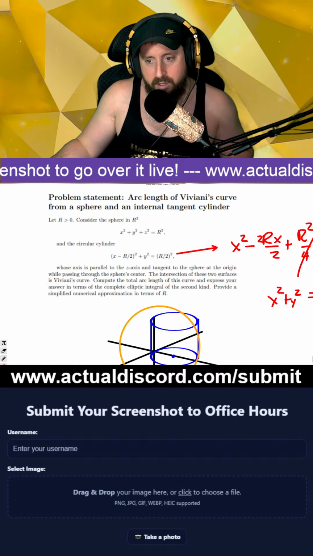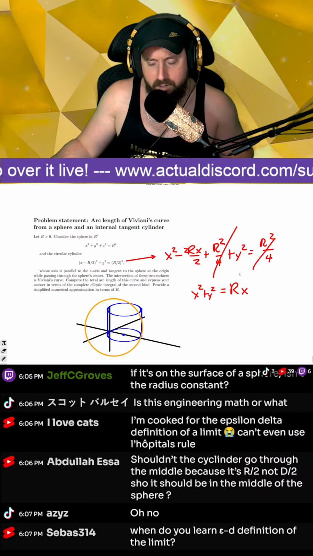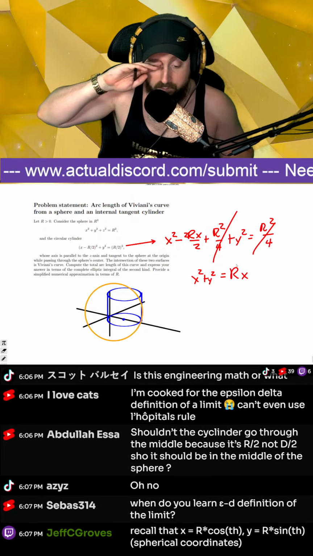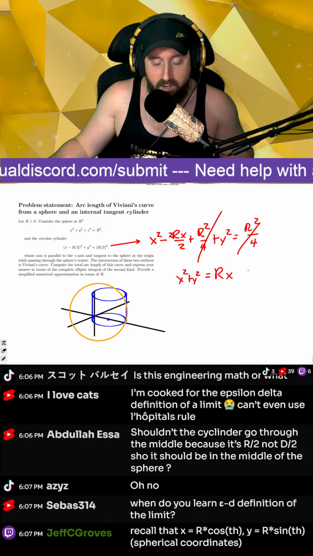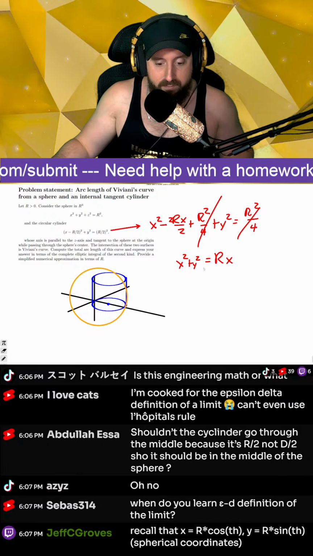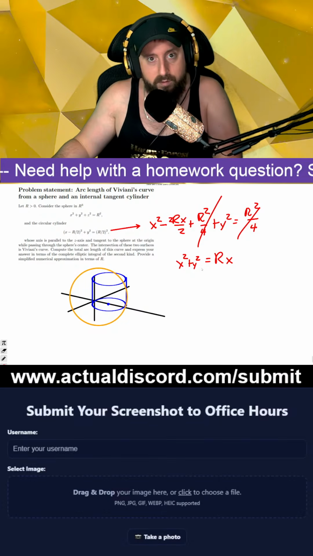When do you learn Epsilon-delta? You learn that like the first couple weeks of calculus. It's like the limit definition kind of thing of derivatives and stuff.